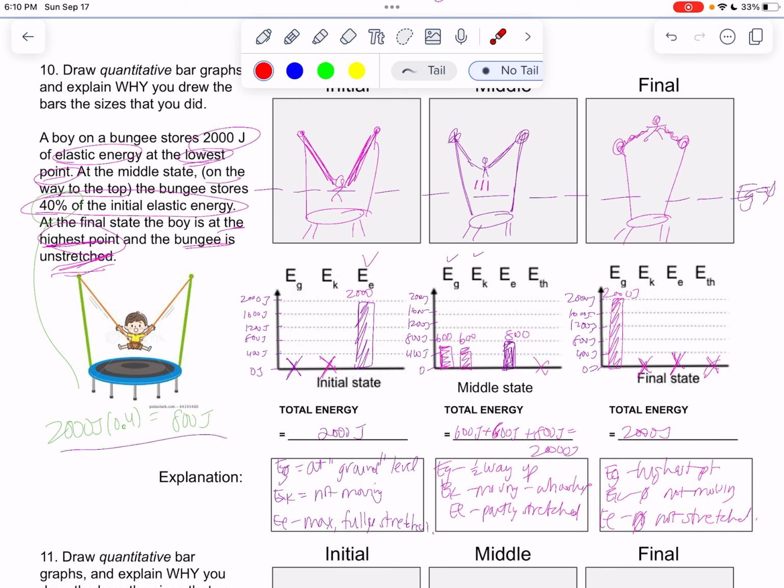So I had 800, which was 40% of the total, okay? And then here it says the chord is unstretched, so no EE, and we're not going to bother with thermal. Everything adds up to 2,000, that looks good. 600, 800, 2,000, 2,000, that all looks very good. So I think this one's good.